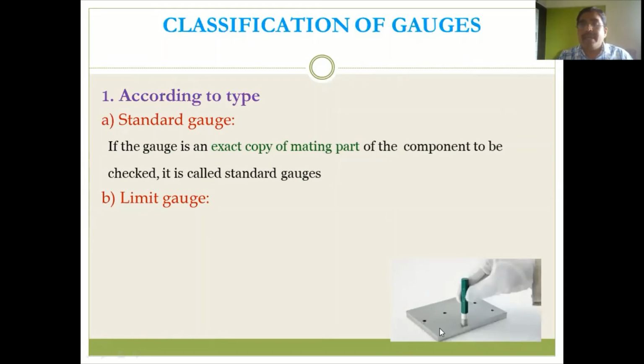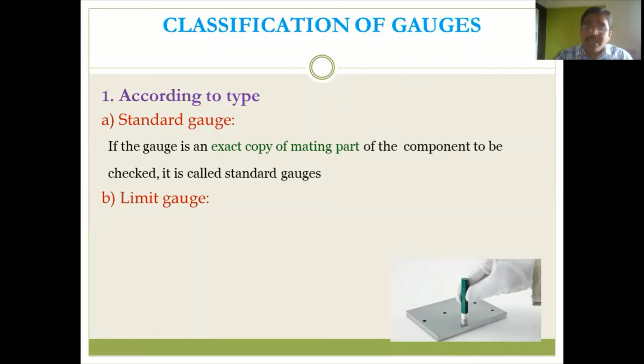Now this is a plate and in the plate there are holes and I want to check the size of the hole. So when we are manufacturing that gauge, it is an exact copy of that hole. It is a replica of that hole, I can say. Okay, and that is called a standard gauge.